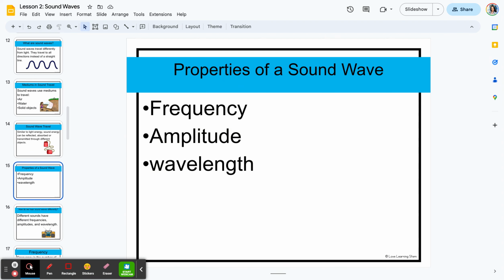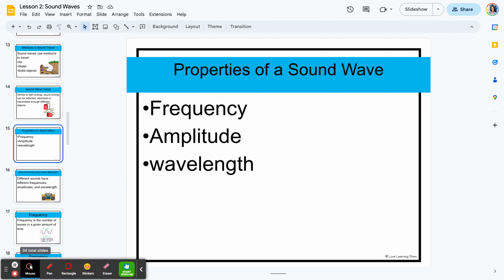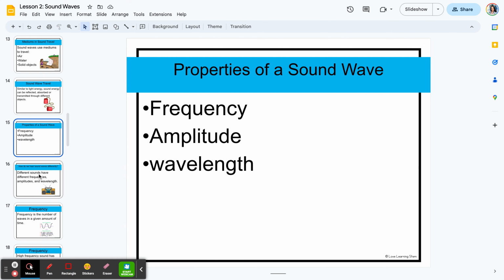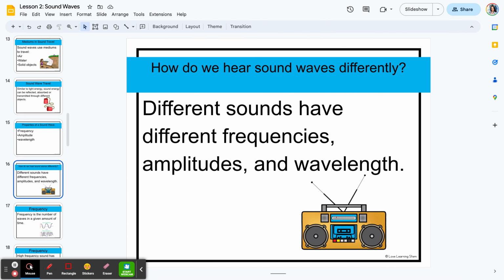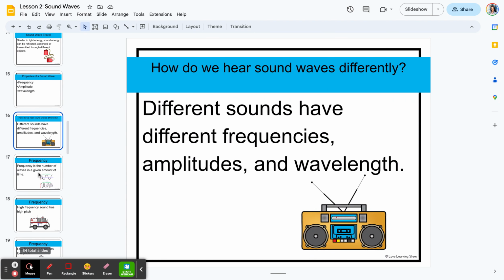So, sound waves have three different properties that we're going to be talking about. The first is frequency, next is amplitude, and then wavelength. So, how do we hear sound waves differently? I'm sure you've heard music that sounds different, or you know that a baby crying sounds different from a lullaby. Well, these different sounds have different frequencies, amplitudes, and wavelengths.